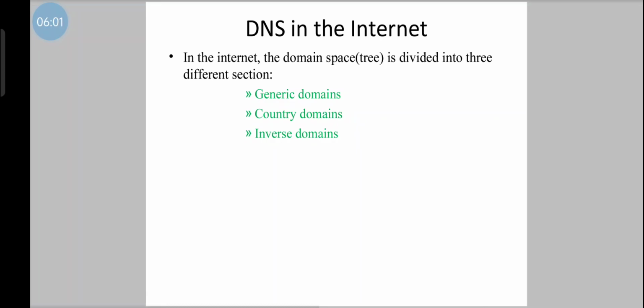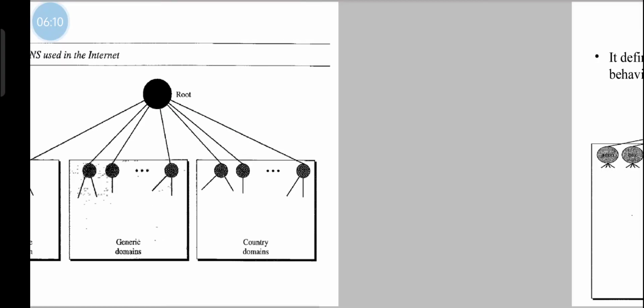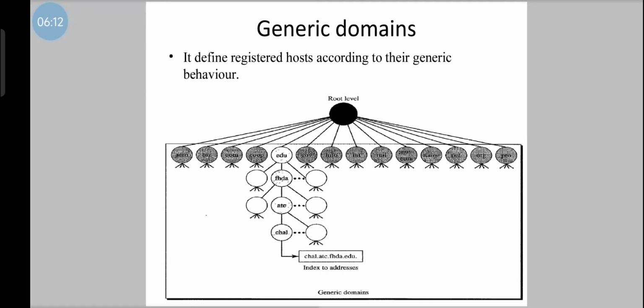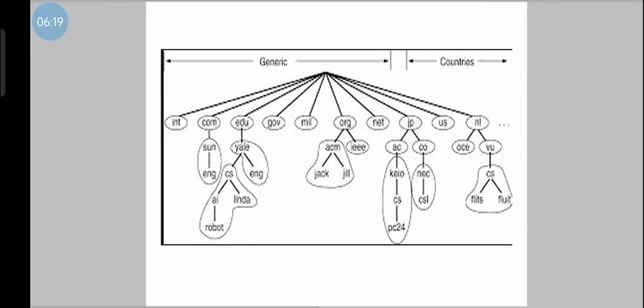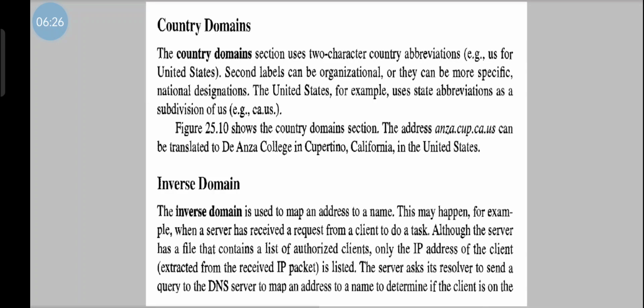DNS in the internet. We have three different types of DNS: generic, country, and inverse. Generic is the common one, used by all. You can see, for example, edu, org, com for commercial, and mil for military. These are said to be generic domains. Country domains are labeled with the country at the end of the URL, like CA or US. Inverse domain is used to map an address to a name.